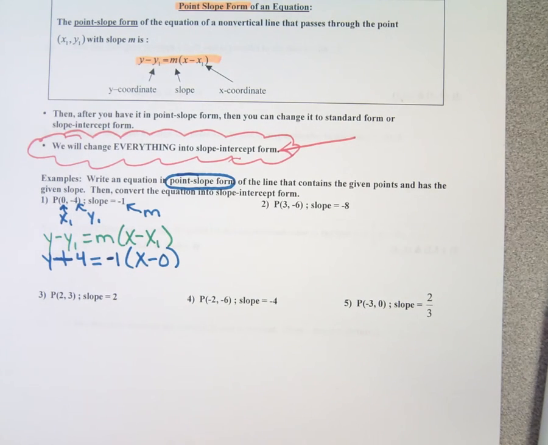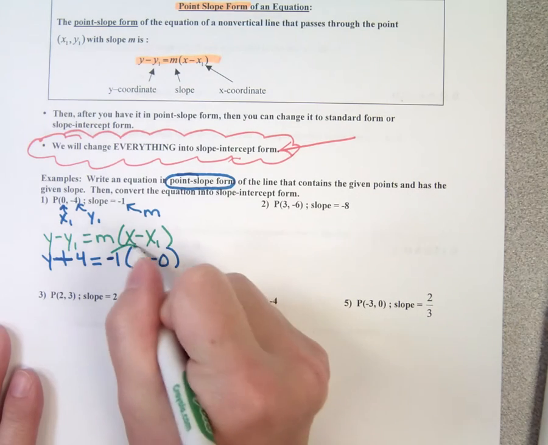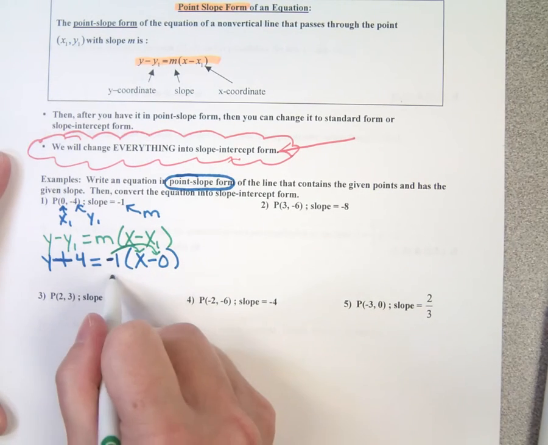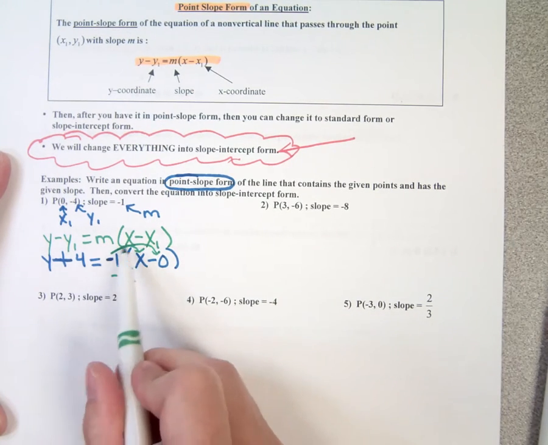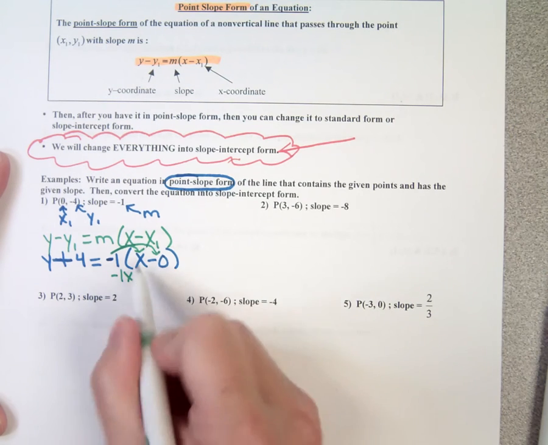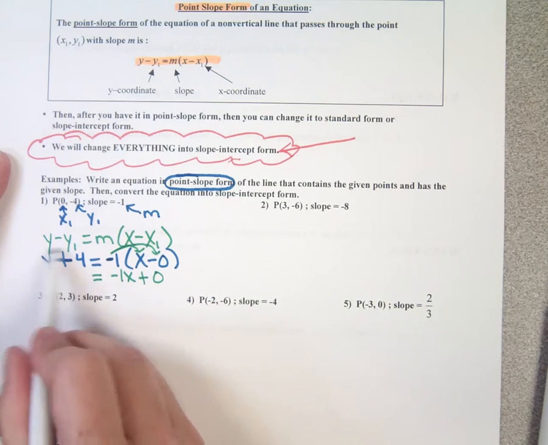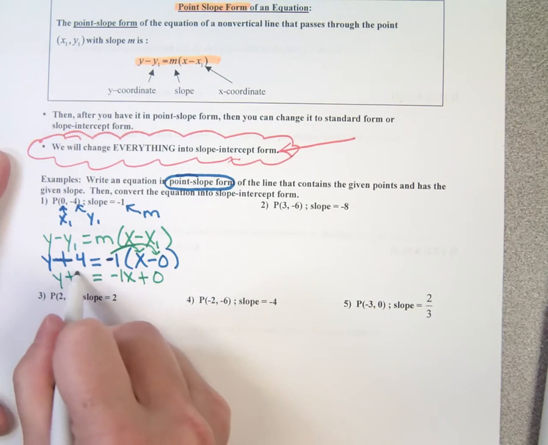But I'm going to go ahead and I'm going to convert it into slope intercept form. So the way I do that is first I distribute the -1. -1 times x is -1x. And -1 times 0 is 0. And I could put the 0 or not. I'll go ahead and I'll put it this time. And then I just bring down my y plus 4.